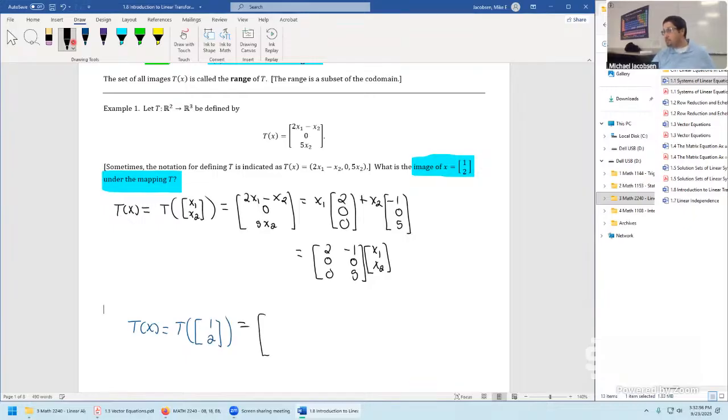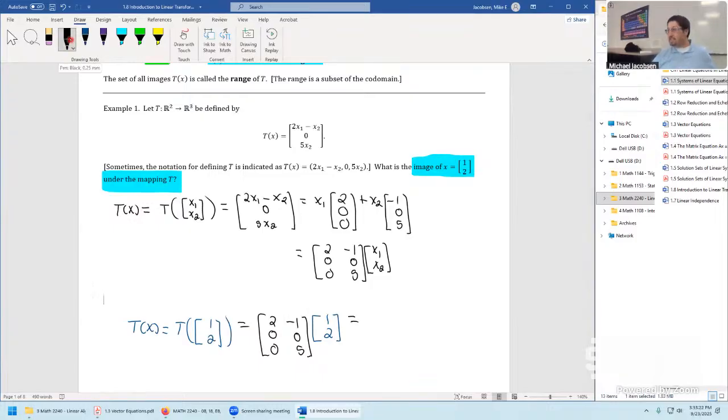This becomes the matrix 2, 0, 0, -1, 0, 5, multiplying 1, 2. You could have done this differently by saying x1 is 1, you're plugging 1 here, x2 is 2, you're plugging 2 here and here, just giving the output. But this is a pretty interesting kind of view as well.